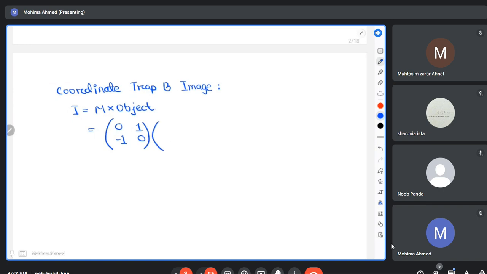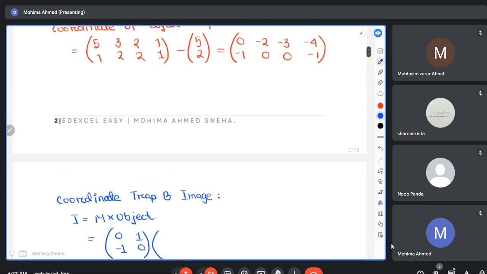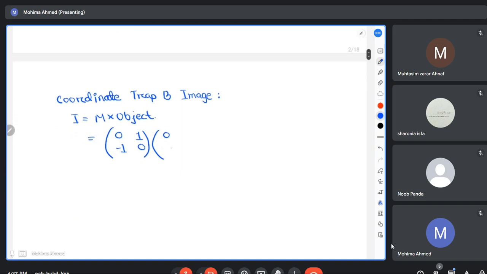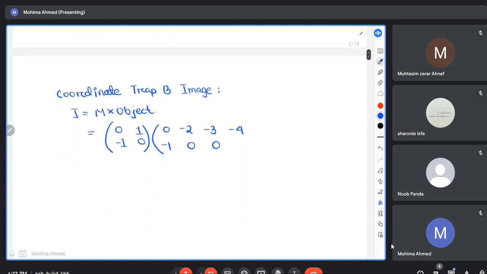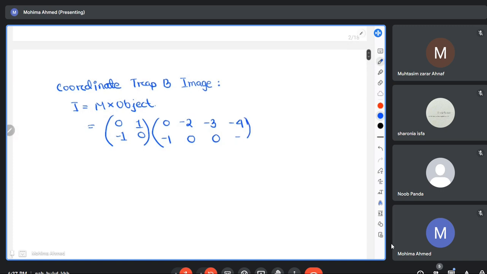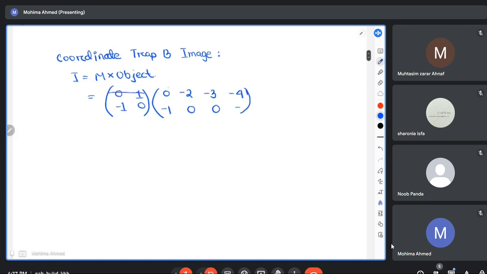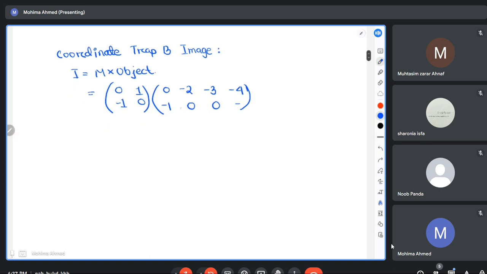And the new coordinates with respect to the new center were 0, minus 1, minus 2, 0, minus 3, 0, minus 4, I think this was also minus 1, right? Minus 1. And now you're going to multiply this. For example, first row, first column. What will that be? 0 into 0 is 0. 1 into minus 1 is minus 1. So first is minus 1.